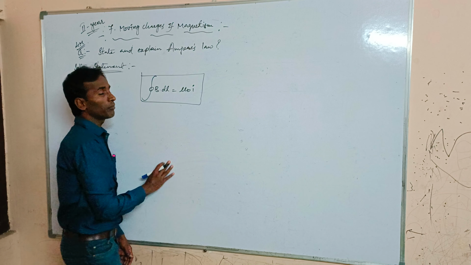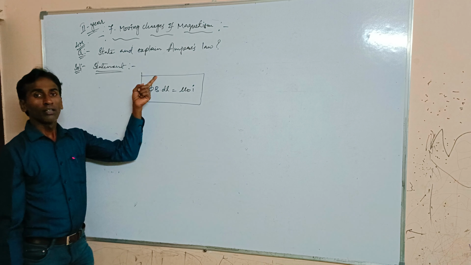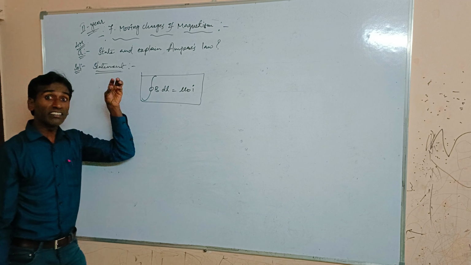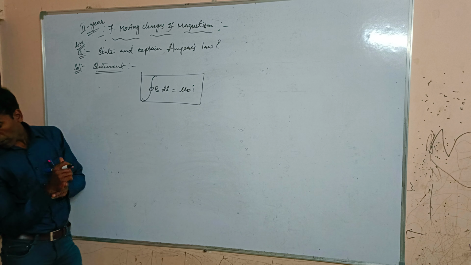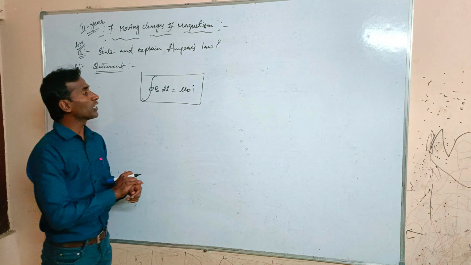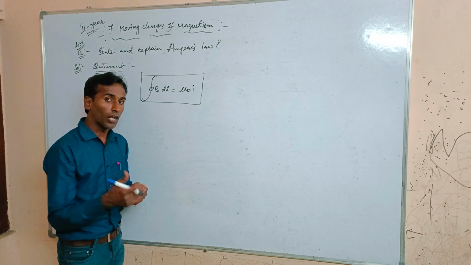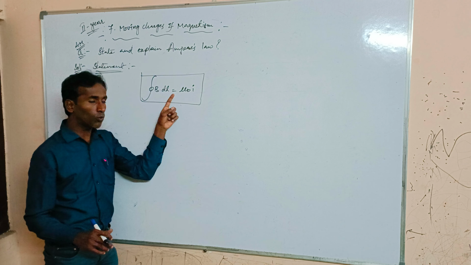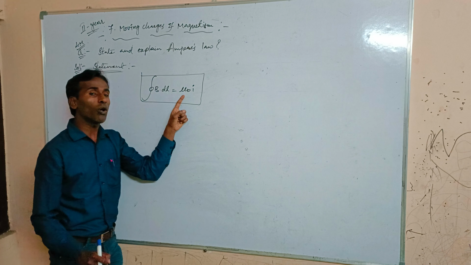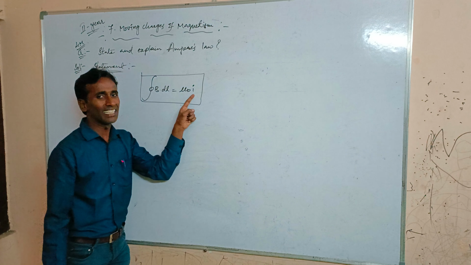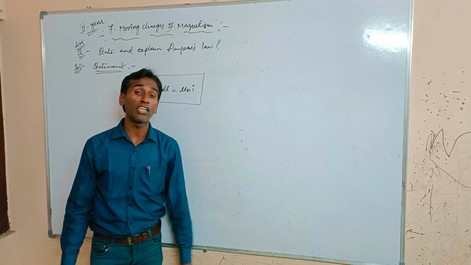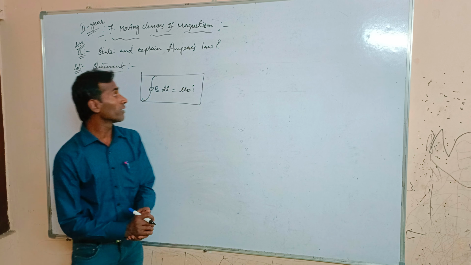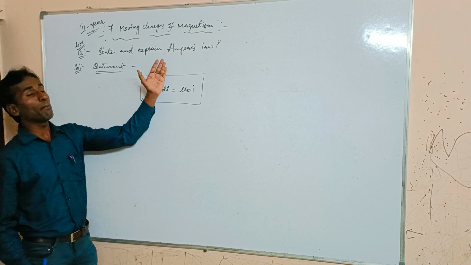What is the statement? The line integral of the intensity of the magnetic field around any closed loop or any closed path is equal to mu naught times the net current enclosed by the area of the path. This is the statement of Amperes law.